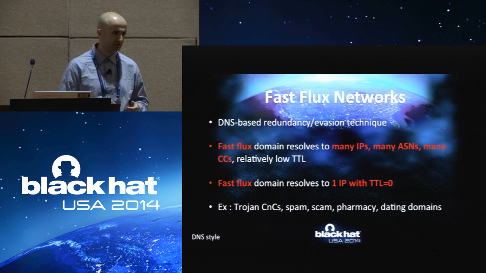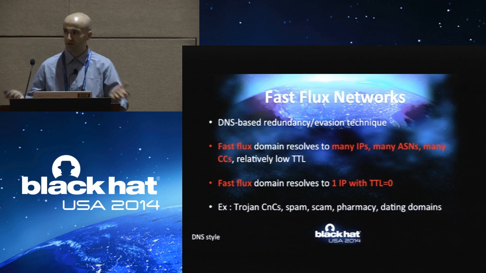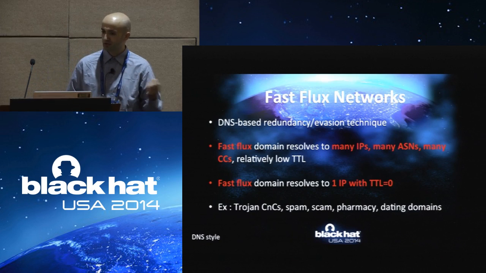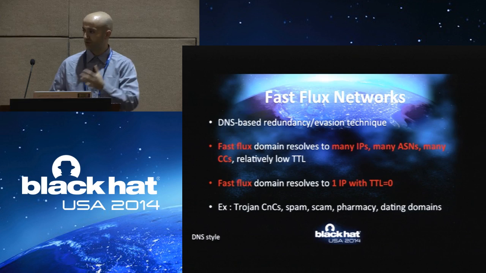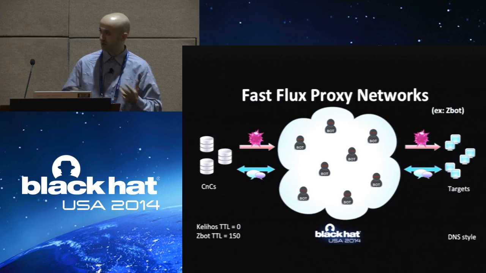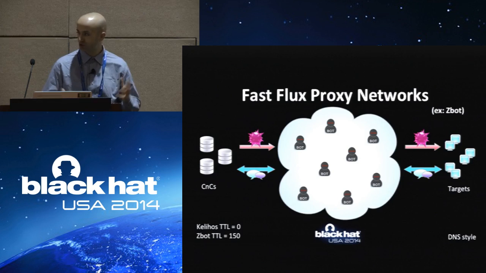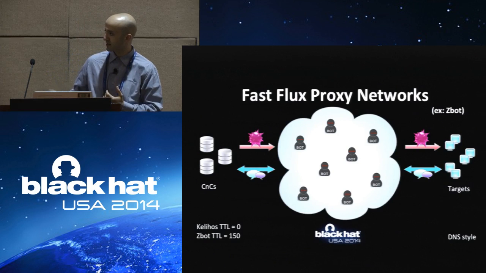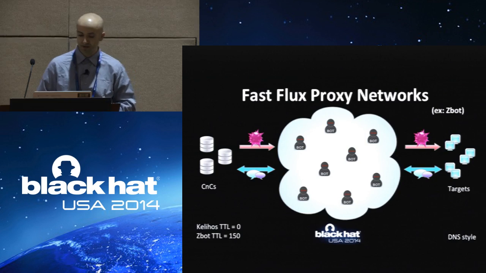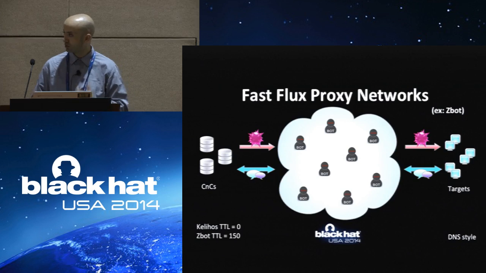So what is fast flux? Most of you, I'm sure, know about it. It's a domain that maps to a lot of IPs scattered geographically, or it's a domain resolving to a single IP with a very low TTL. Now, how about a fast flux proxy network? The slide here shows what it's about. You have on one side the back-end CNCs, and then on the other side the targets, the machines you are infecting or you want to infect.